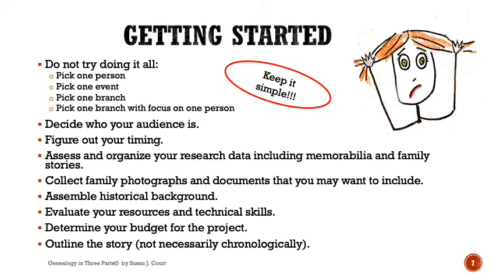So let's get started. First, do not try doing it all. My original goal was to write the magnum opus of my parents, weaving together the stories of all 4 branches of my family. After I was released from the straitjacket, I figured out how to maintain my sanity. Pick one person, or pick one event, or one branch, or pick one branch with the focus on one person, which is my favorite way to go to date.